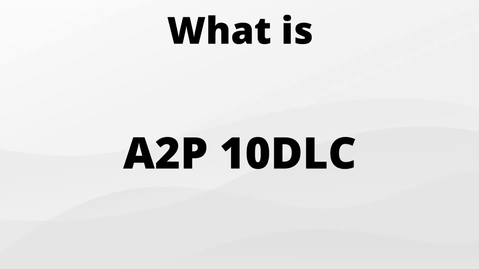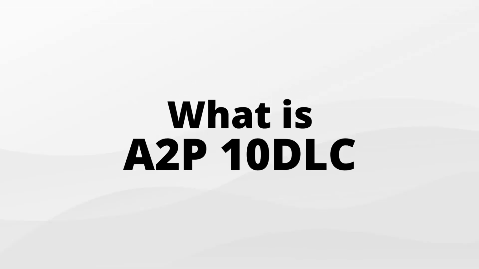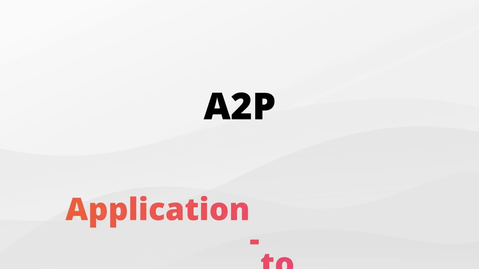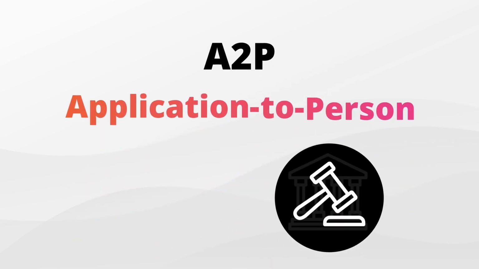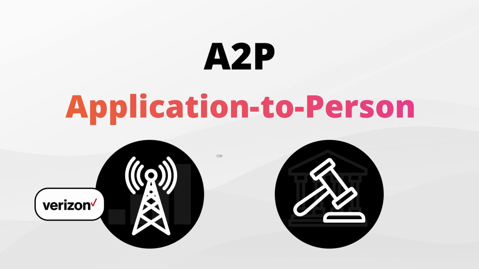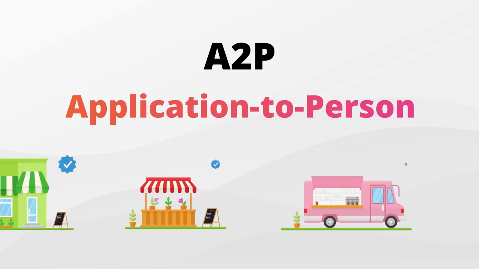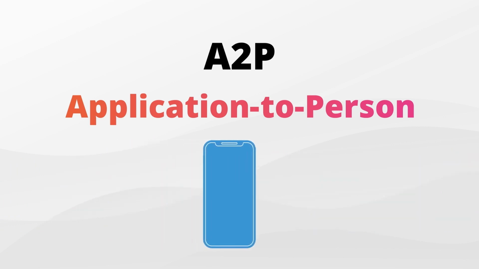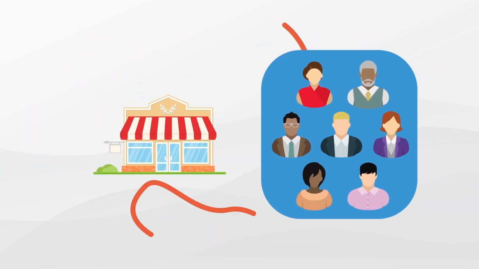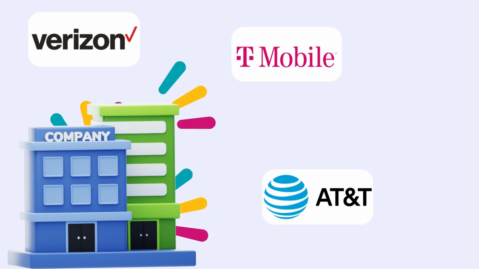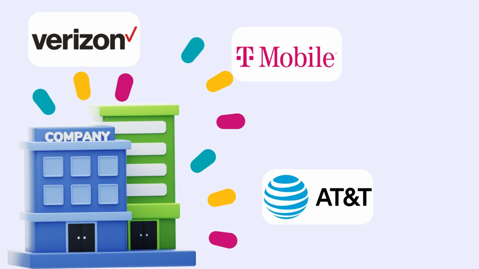First, what is A2P 10DLC? A2P stands for Application to Person, and is the standard protocol established by United States lawmakers and carriers like Verizon, T-Mobile, and AT&T to verify businesses and increase SMS messaging, trust, and security. In this case, an application such as your new account here acts as a mediator, working closely with the carriers to send SMS messages from a business to individuals who have opted in to receive that messaging.